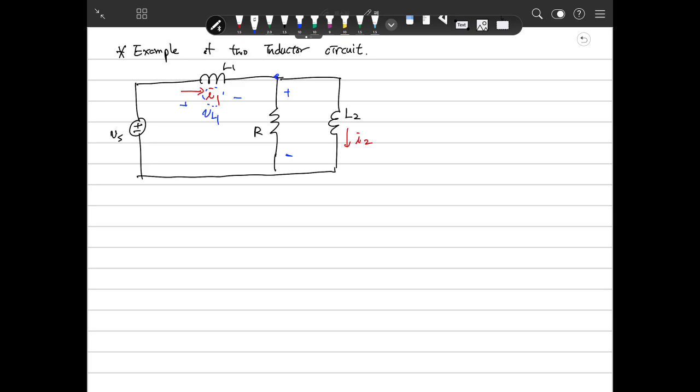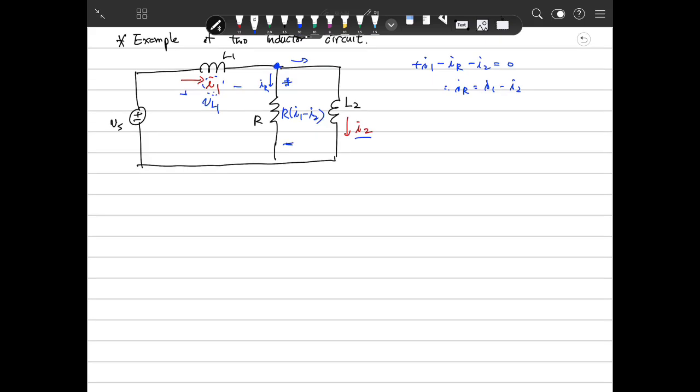Then when we define the KCL, we know the KCL here. I1 is going in here, and I2 is going out here. So this current will be plus I1. We define this IR, minus IR minus I2 will be 0. Therefore, IR will be I1 minus I2. So the voltage over here is R times (I1 minus I2).